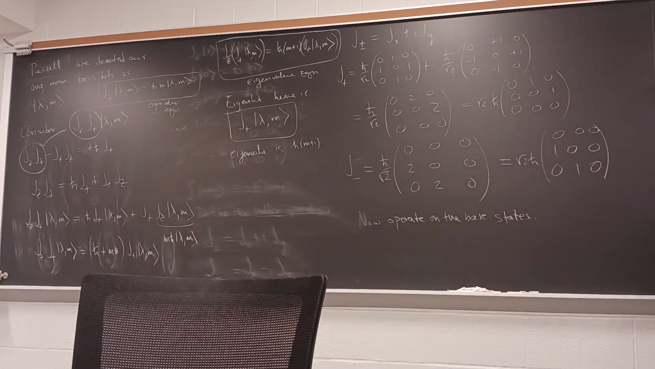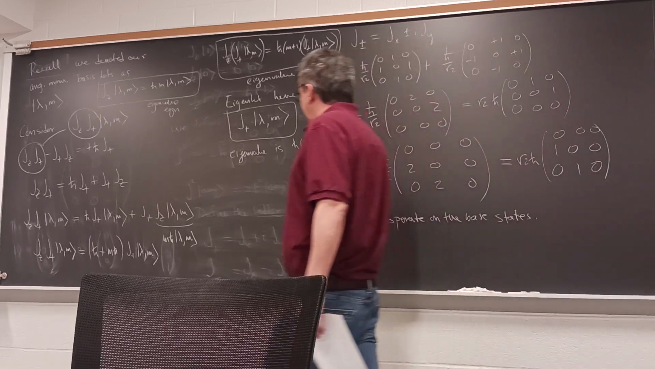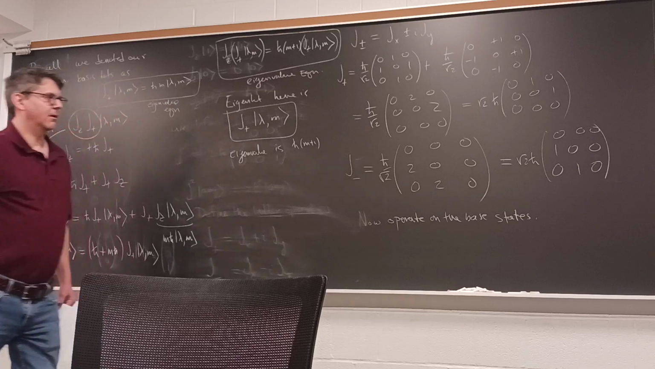So we've just algebraically discovered what we've already found with the matrix representations. When you operate j plus, you kick up the m value of the state of the ket.